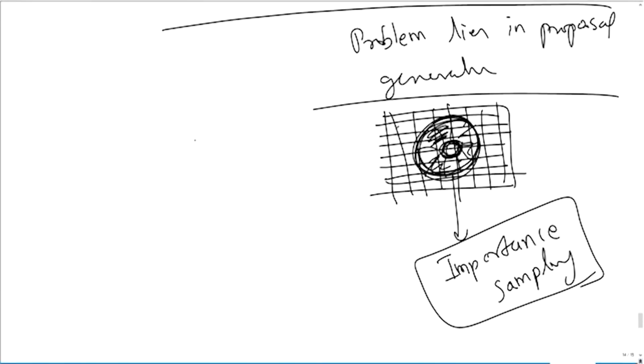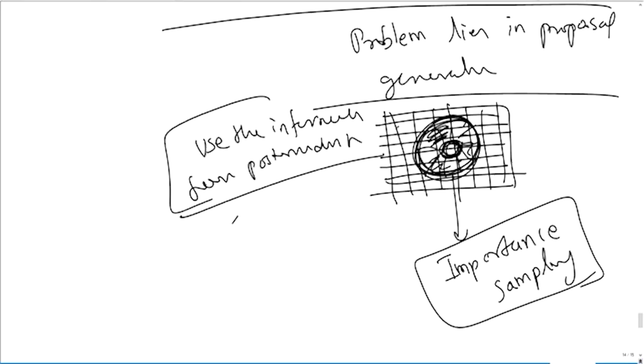So if we can somehow use the information from the actual posterior distribution or the samples we have collected, so some information from our likelihood and prior density function, if you can use some information from this, then our proposal generation can become more efficient.